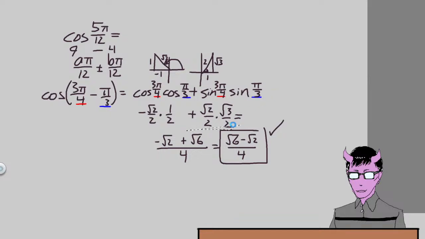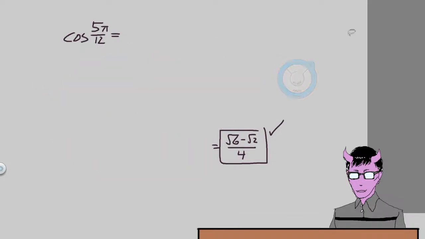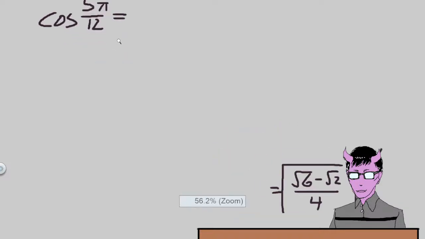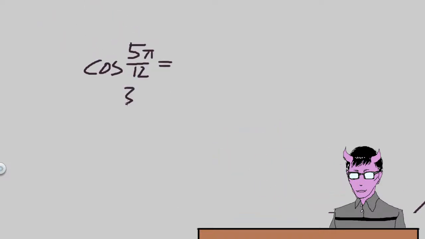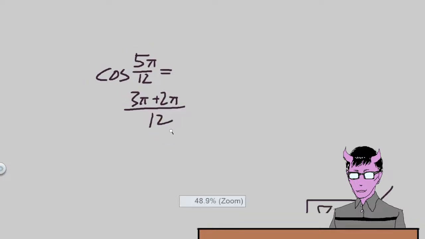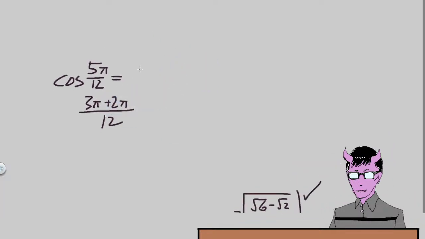And just for some more bonus points, let's go with the first way. What if we kept the original numbers, right? So we'll pick a different starting position. We're going to split this again into the 3 pi plus the 2 pi over 12, thereby getting cosine of 3 pi over 12, which is going to be pi over 4. And then 2 pi over 12 is going to be pi over 6.